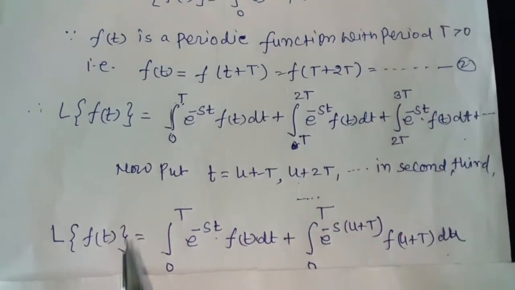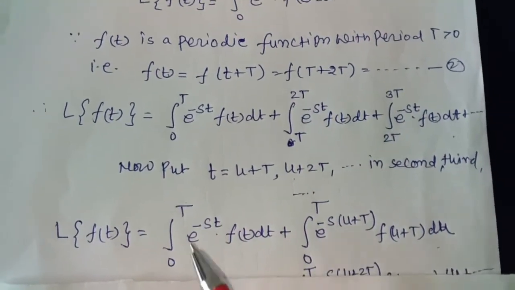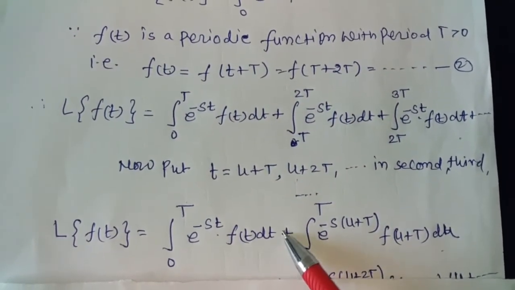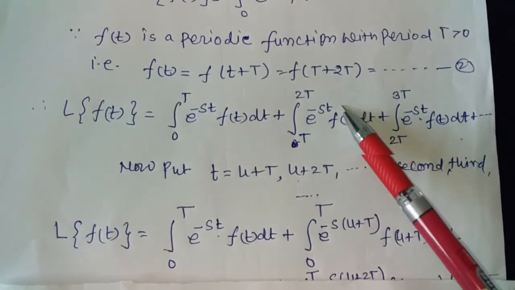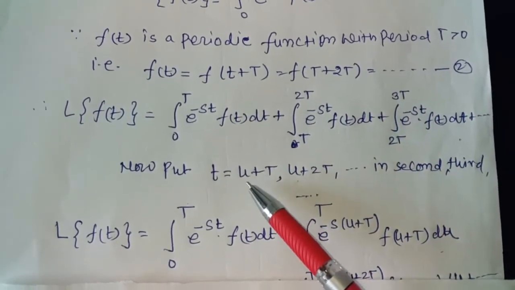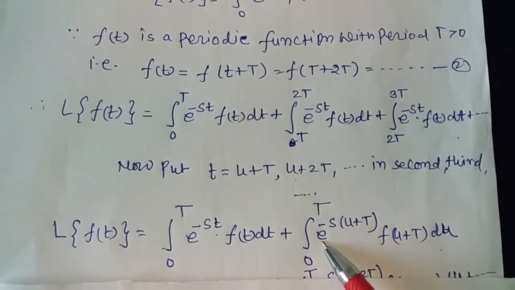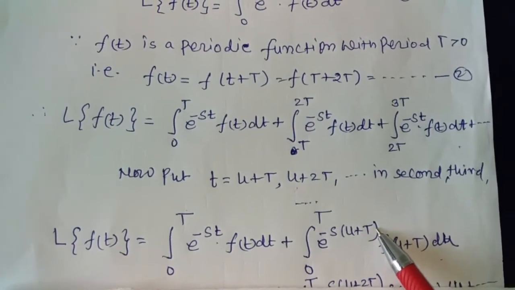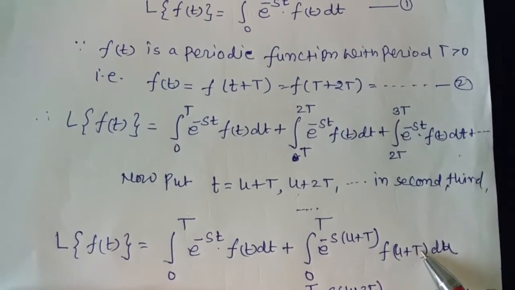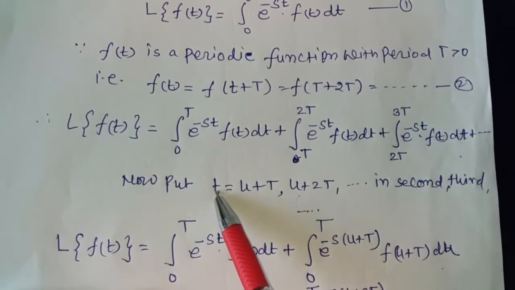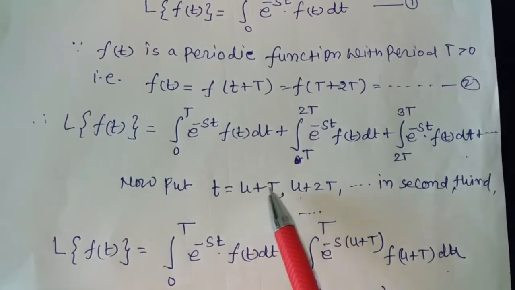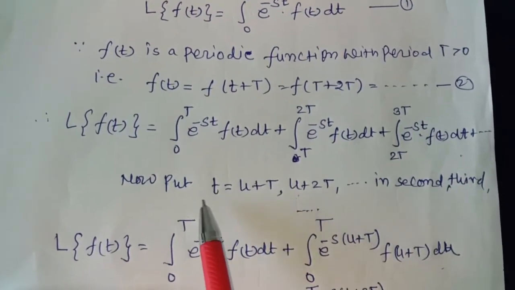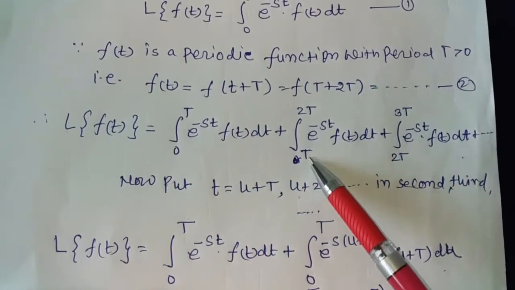the Laplace transform of f(t). The first integral is as it is, 0 to T of e^(-st) f(t) dt, plus in the second integral, in place of small t we put u + T. So here we have e^(-s(u + T)) f(u + T). Now dt becomes du, as T is constant. So here we have du. Now for the limit of integration, the lower limit of small t is capital T.